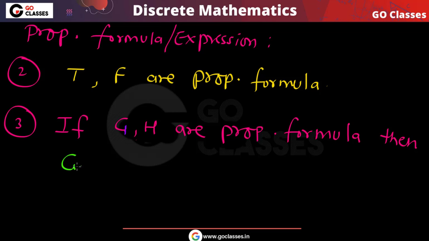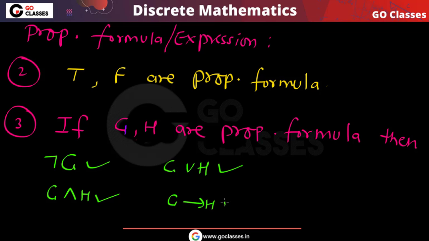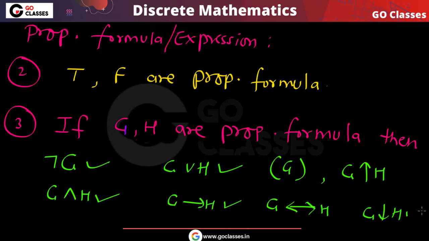If they are propositional formulas, then the negation of G is also a propositional formula. G and H is also a propositional formula. G or H is a propositional formula. G implies H is a propositional formula. Bracket G is also a propositional formula. Biimplication is a propositional formula. This NAND is a propositional formula, and similarly this NOR is also a propositional formula.